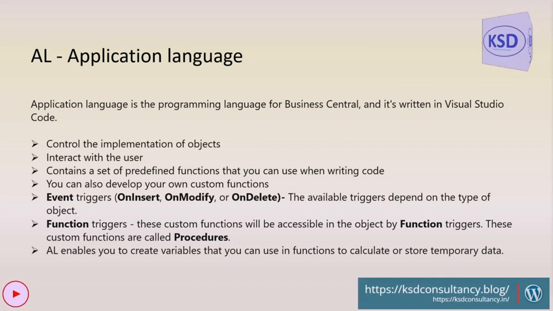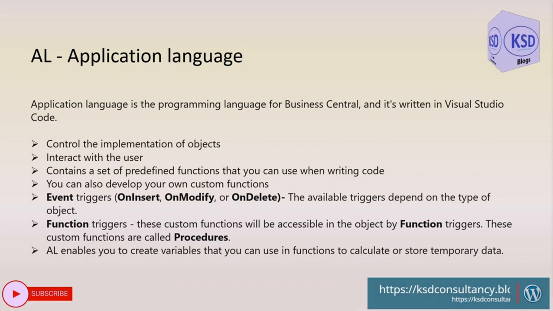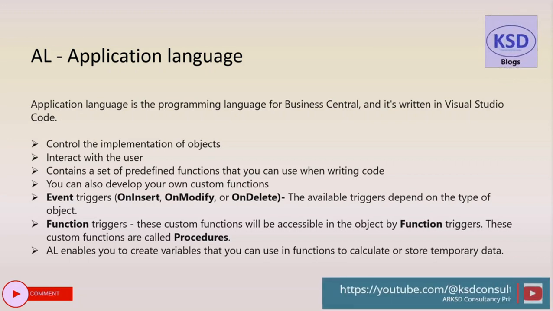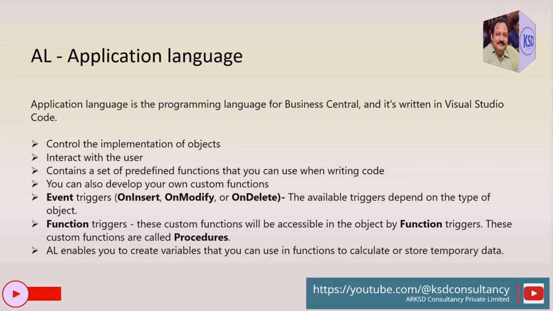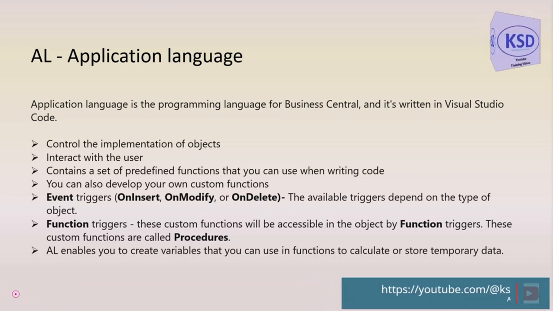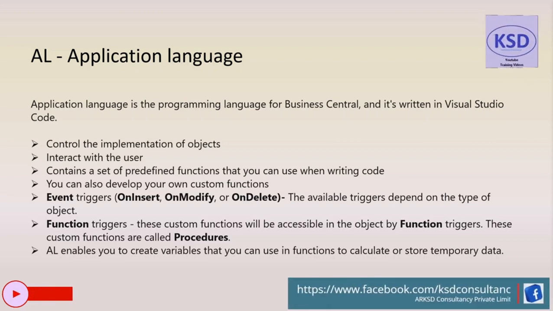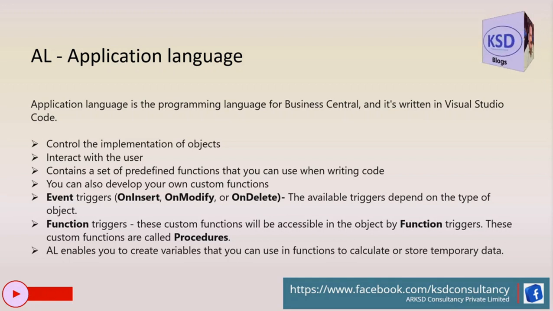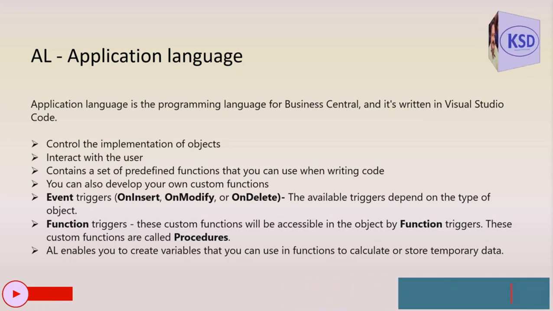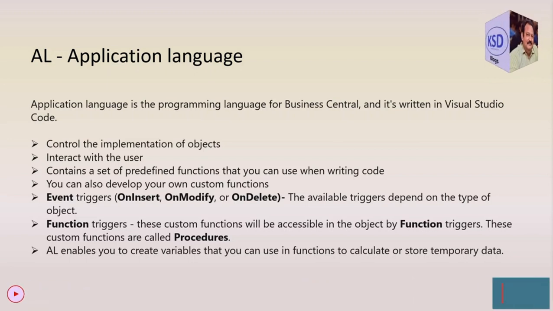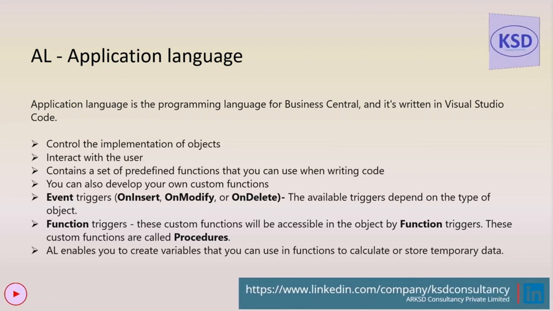So, AL, Application Language, is basically a programming language for Business Central, and it's written in Visual Studio Code. It has the capability to control the implementation of objects, interact with the users, and contains a set of predefined functions that you can use when writing the code. You can also develop your own custom functions.